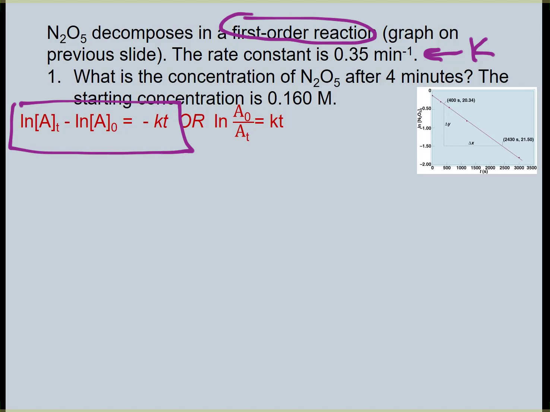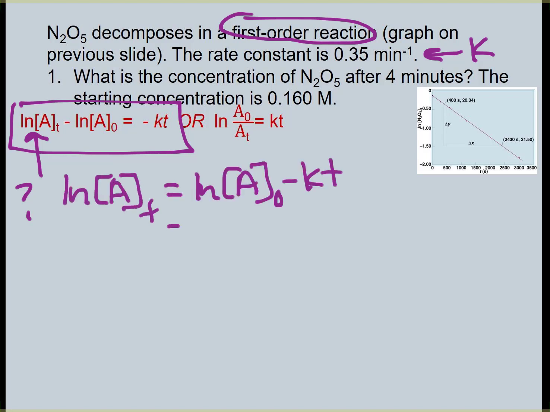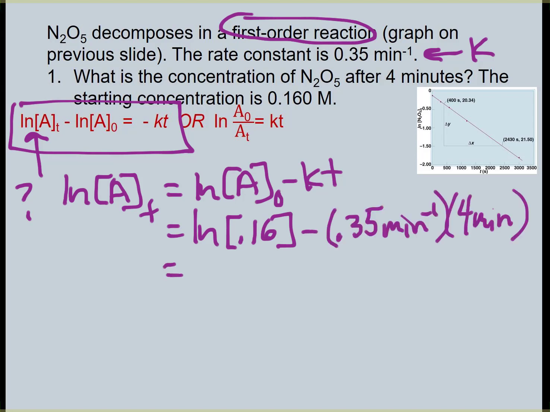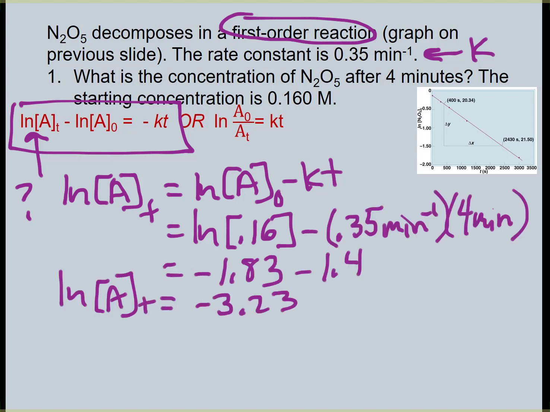And it says, what is the concentration of the N2O5 after 4 minutes? So that means I'm going to be solving for this. This is what I don't know. So I'm going to rearrange my equation to solve for that. Let me go ahead and put my numbers in there. So initial concentration, 0.16. Go ahead and take the natural log of that number. Okay, so I have the natural log of my ending concentration is equal to a negative 3.23.